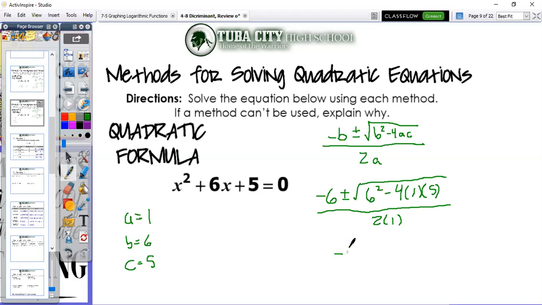All right, negative 6 plus and minus 36 minus 20, because 6 squared is 36, and 4 times 5, we can ignore the 1 because multiplying anything by 1 is not going to make a difference. So 4 times 5 is 20, so we minus 20 all over 2. All right, and I'm just going to go ahead and combine the numbers underneath the radical here. So 36 minus 20 will be 16 over 2.